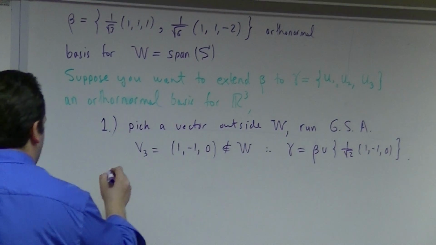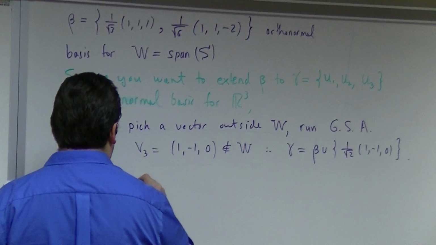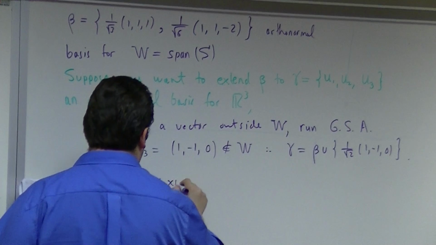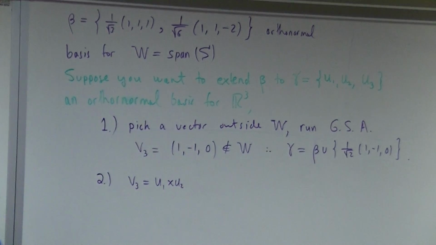So you guys told me your method was to set V3 equal to U1 cross U2. Now, your method of using the cross product is not one I would usually advocate in linear algebra, because for some reason we don't know about cross product in linear algebra, as is our custom. Maybe it's a bad custom.